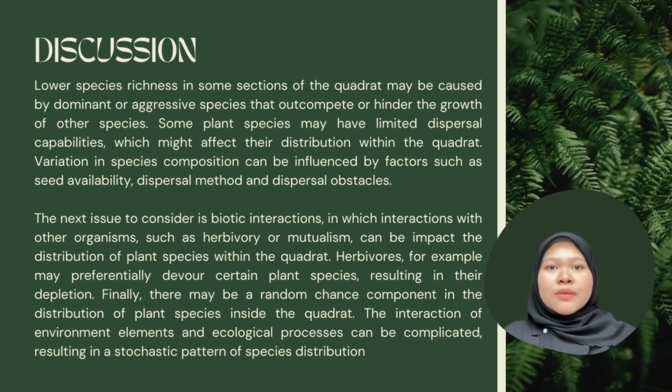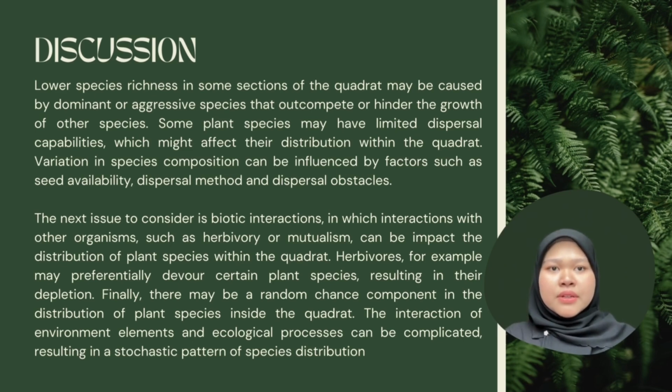Some plant species may have limited dispersal capability, which might affect their distribution within the quadrat. Variation in species composition can be influenced by factors such as seed availability, dispersal method, and dispersal obstacles. The next issue to consider is biotic interaction, in which interaction with other organisms, such as herbivory or mutualism, can impact the distribution of plant species within the quadrat.